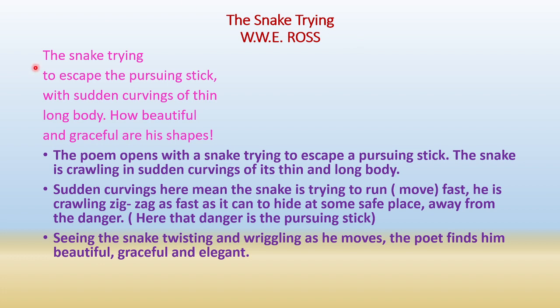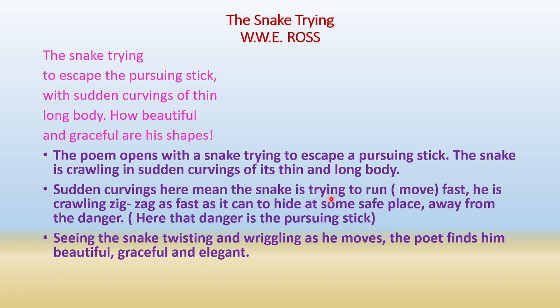So the poem: The snake trying to escape the pursuing stick with sudden curvings of thin long body. How beautiful and graceful are his shapes. So the poem opens with the snake trying to escape a pursuing stick. This pursuing stick is important, I'll be discussing this phrase. The snake is crawling in sudden curvings of its thin and long body. Since the snake is trying to escape, it is crawling with sudden curvings of its thin and long body. Curvings obviously here means twisting and turning of the thin long body of the snake.